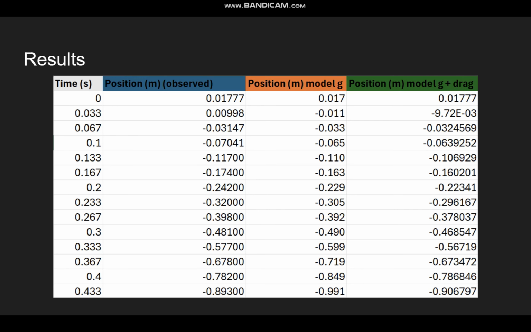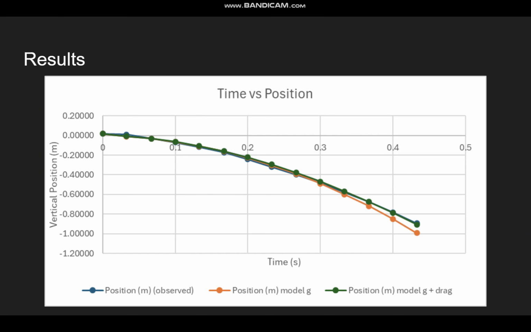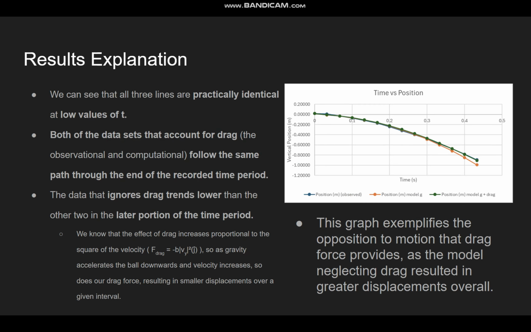Results. Here's a table of our results, but I feel it's better to represent them in a line graph to show the difference in the later t values. Results explanation. We can see that all three lines are practically identical at low values of t. Both of the datasets that account for drag follow the same path through the end of the recorded time period. These are the blue and green lines. The data that ignores drag trends lower than the other two in the later portion of the time period.